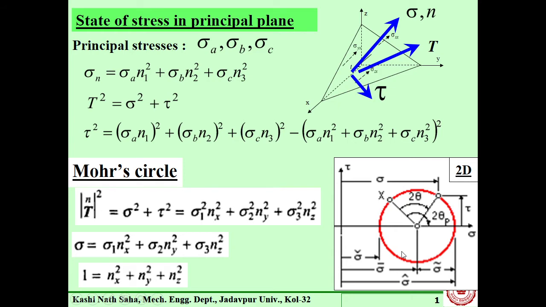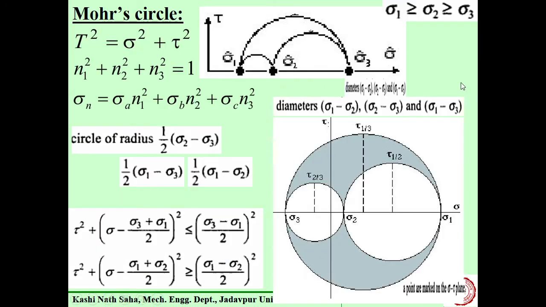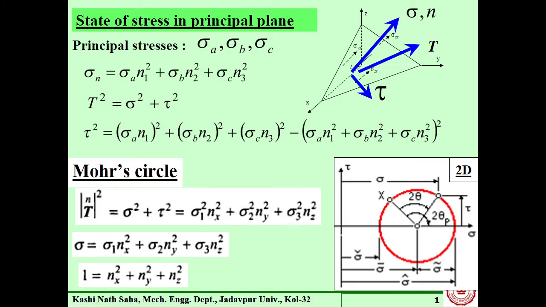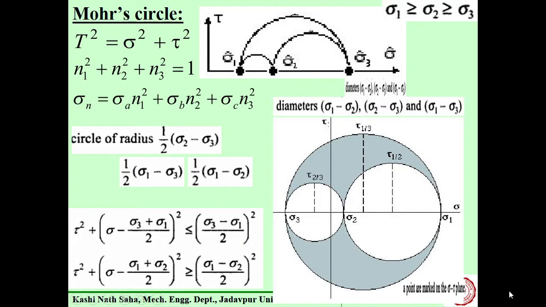This is what we have plotted using MATLAB, and our plot was basically this one. This is the Mohr's circle we have plotted for 3D. Now, how are these circles coming? They are coming from these principal stresses, which we obtain by using Cauchy's equation.